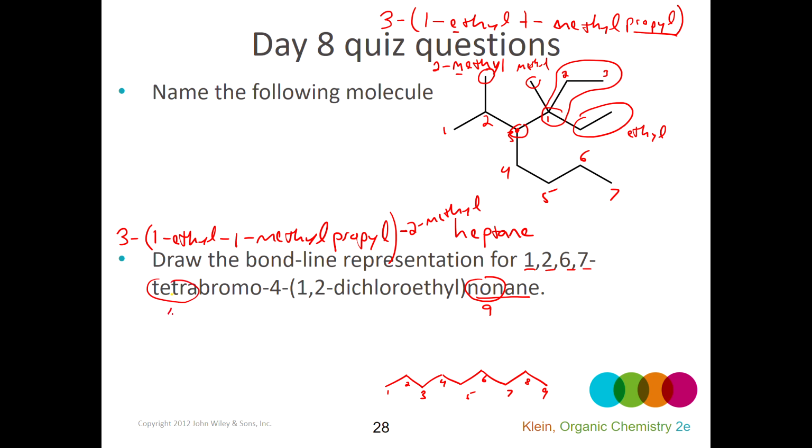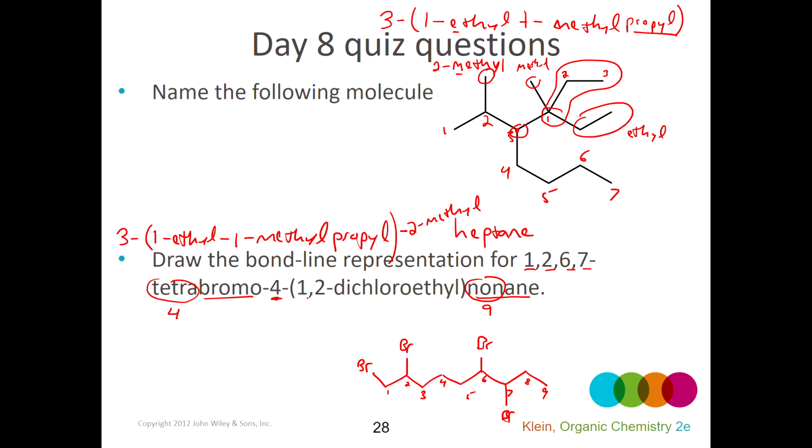on carbons 1, 2, 6, and 7, I've got tetra, which means 4 bromos, or bromine atoms. So I've got a bromine on carbon 1, I've got a bromine on carbon 2, I've got a bromine on carbon 6, and a bromine on carbon 7. Then on carbon 4 of my parent chain, I've got this stuff.